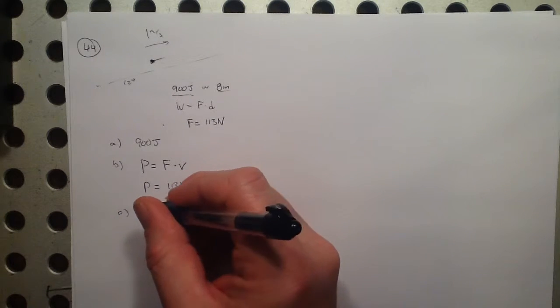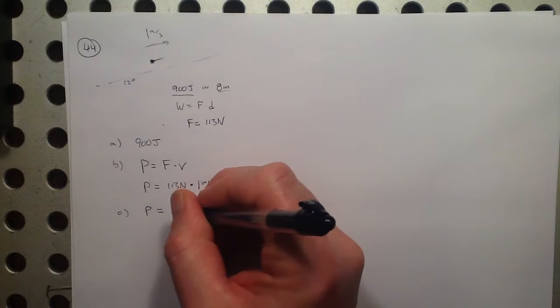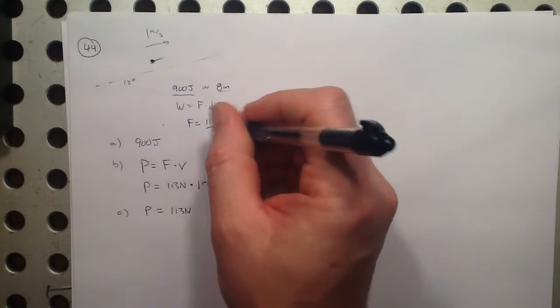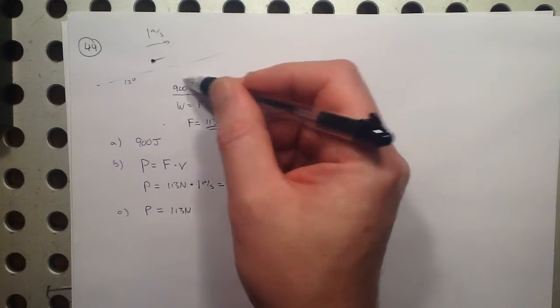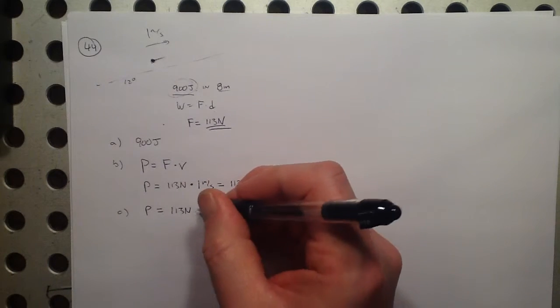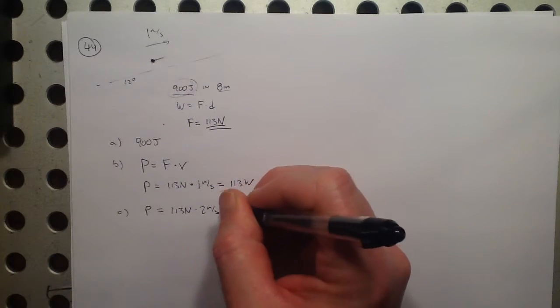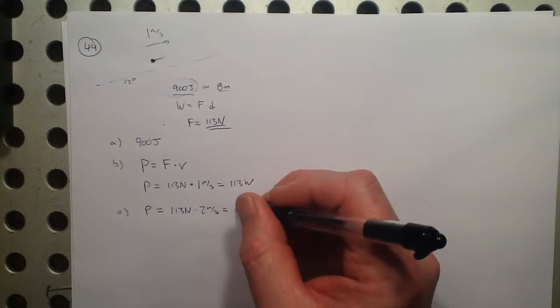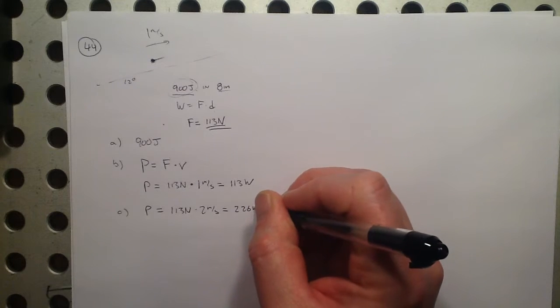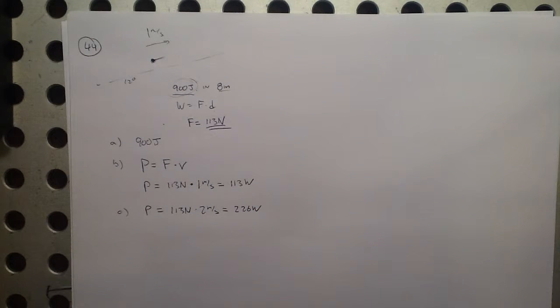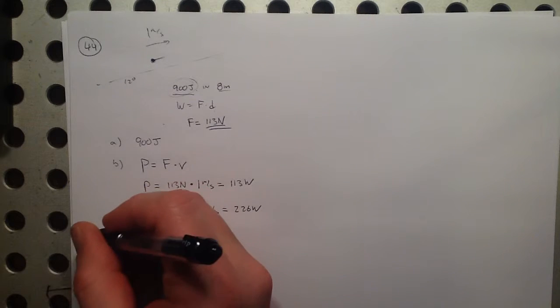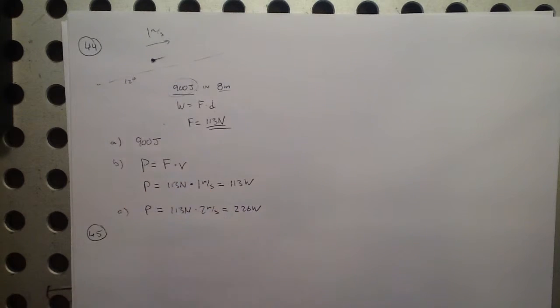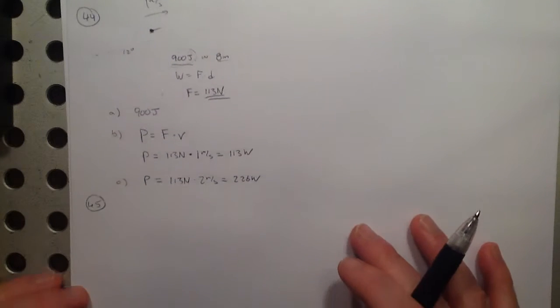And in part C, the force would be the same. Did I point to that and say force before? That's work. I'm sorry if I did that. And then 2 meters per second now. So although the force is the same, it would take more power to make it happen at a greater velocity. That's what's happening there, and that's an important thing to realize about power.